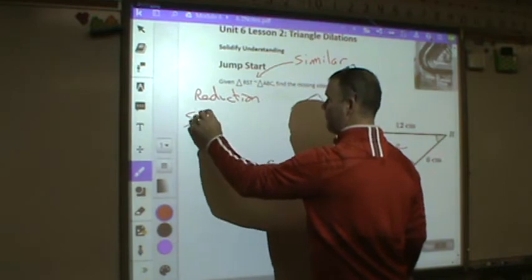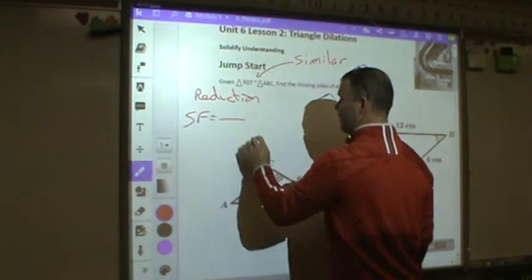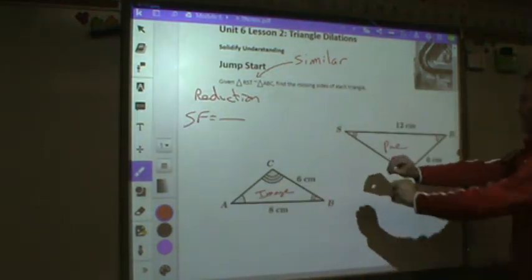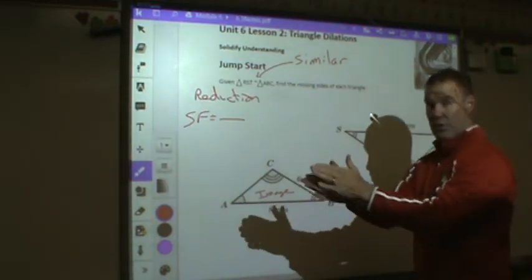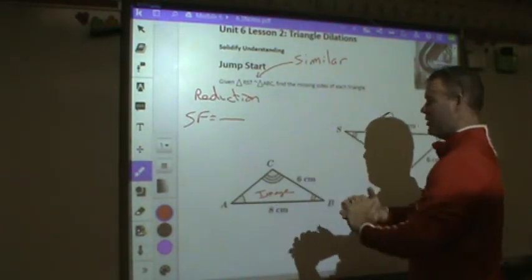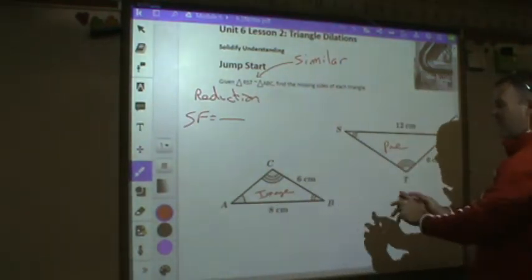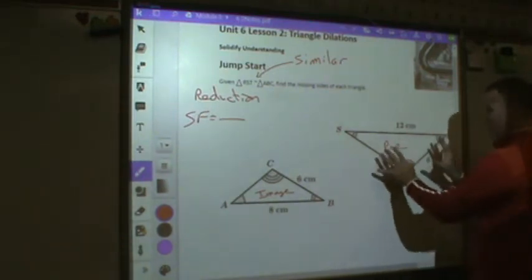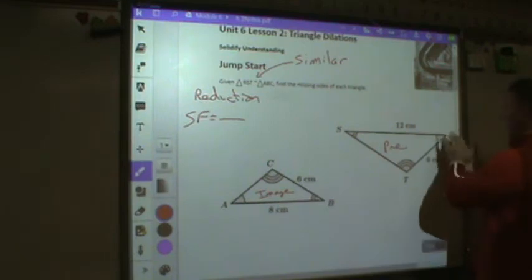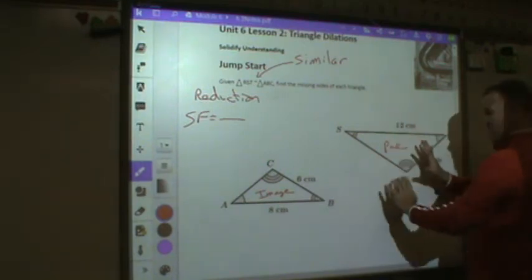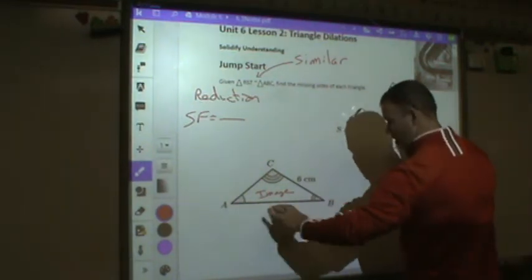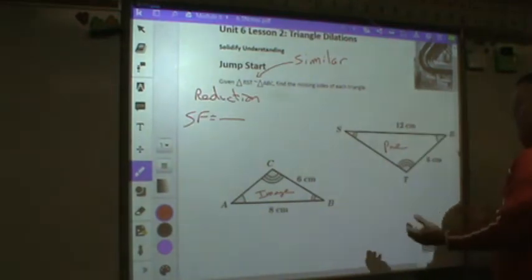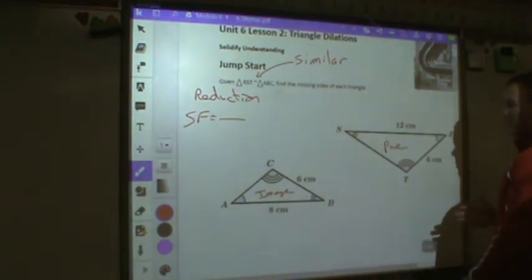And remember, how do I find scale factor? Scale factor is determined by a ratio. First of all, scale factor is a ratio or a fraction. That's determined by taking a side in the image and dividing it by a corresponding side in the pre-image. Well, what two sides do I know? I know this top side in my pre-image, and I know this longer side in my image. Well, maybe to some of you that might look a little confusing.